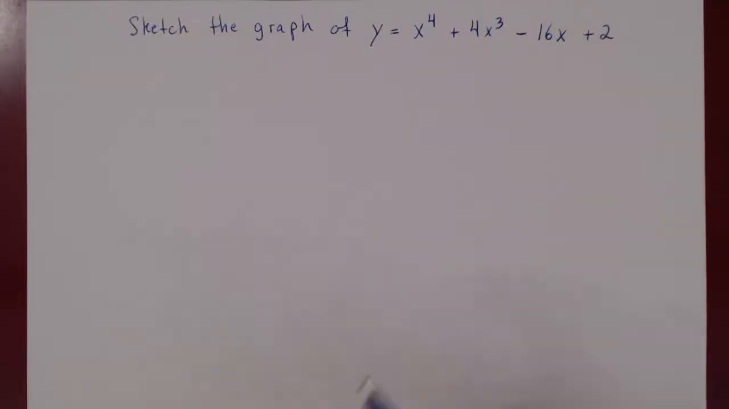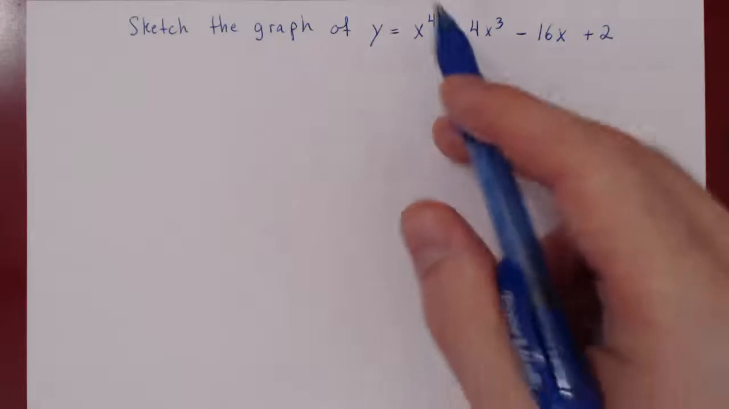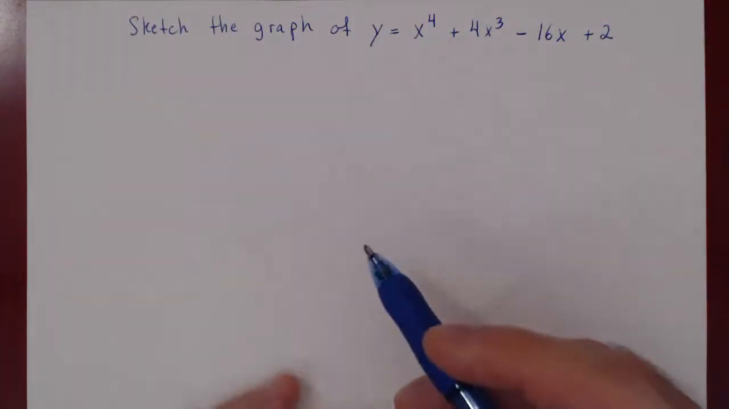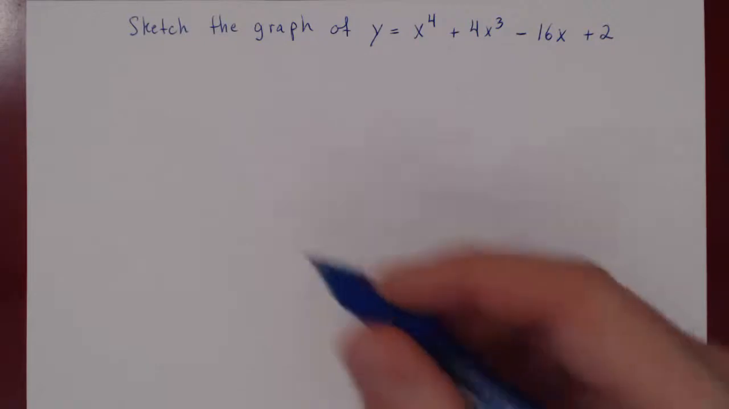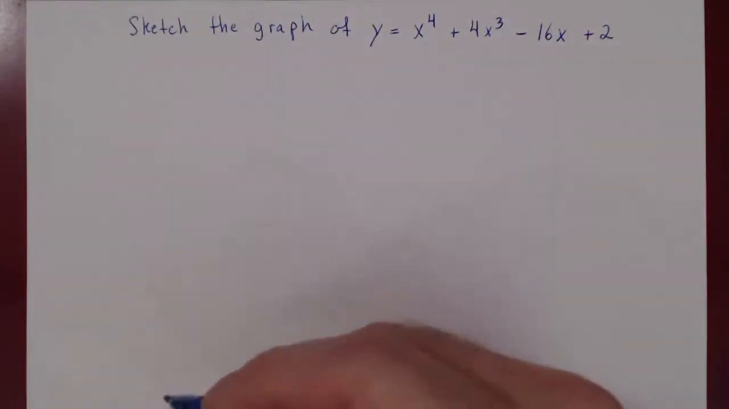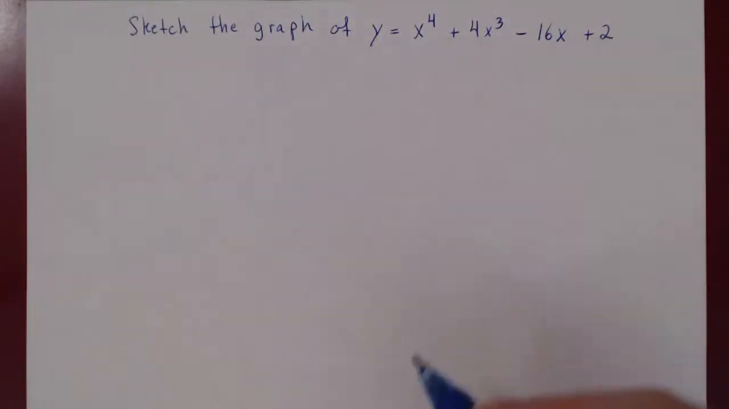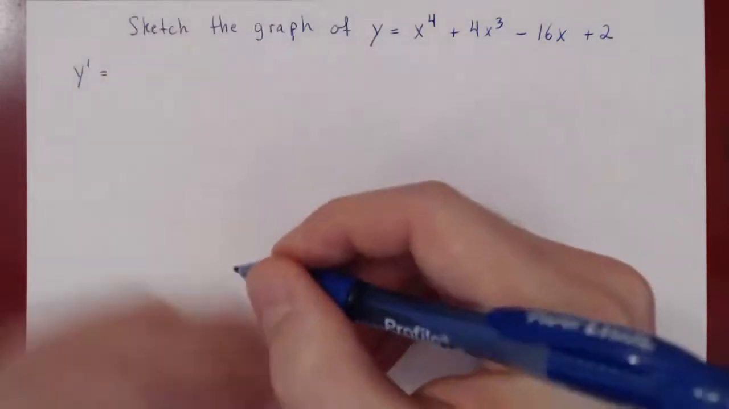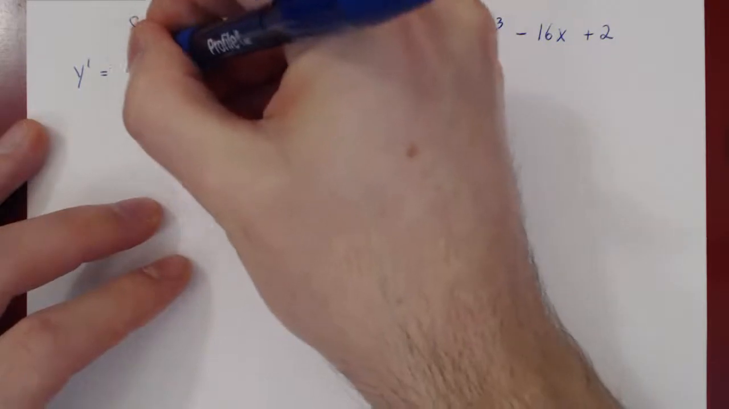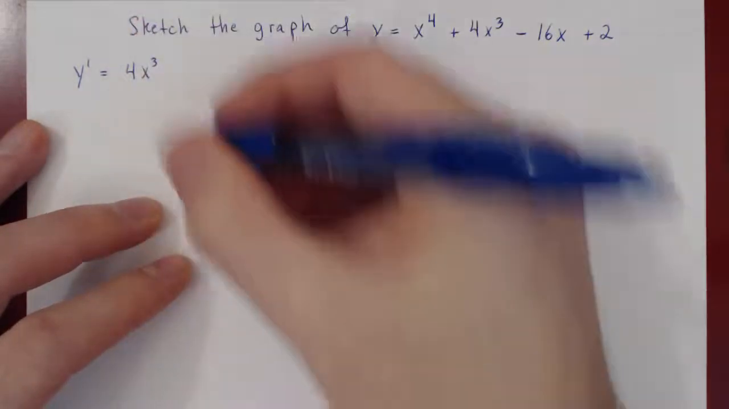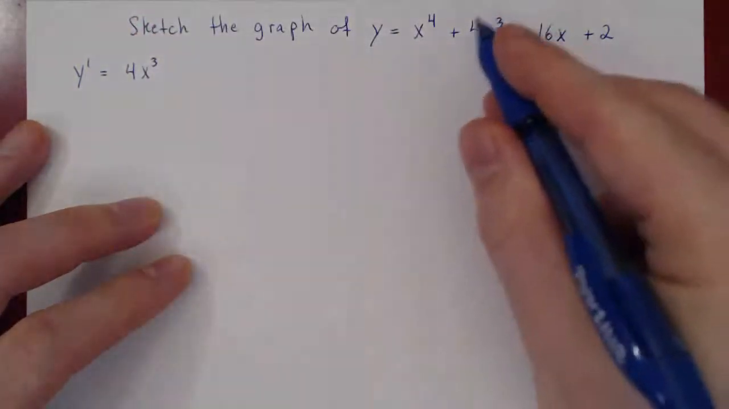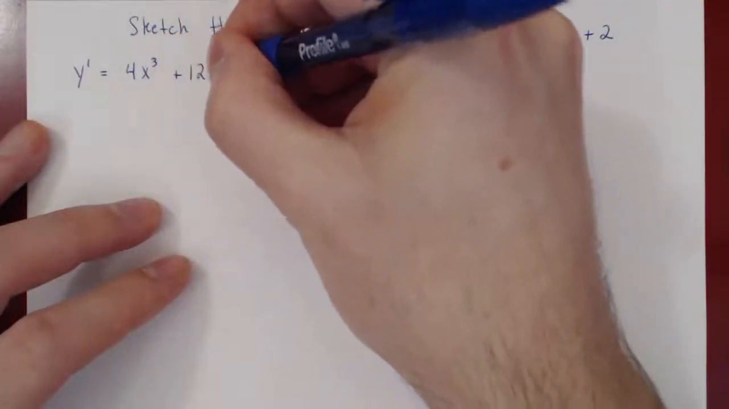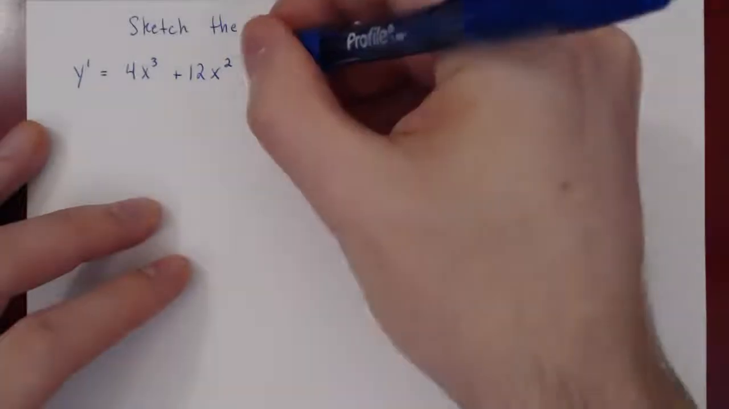Okay, so in this video, we are going to sketch a graph of this degree 4 polynomial. As always, find your first and second derivative. That will help you find the critical and inflection points of the graph. So y prime, the first derivative, will give us 4x cubed plus 12x squared minus 16.